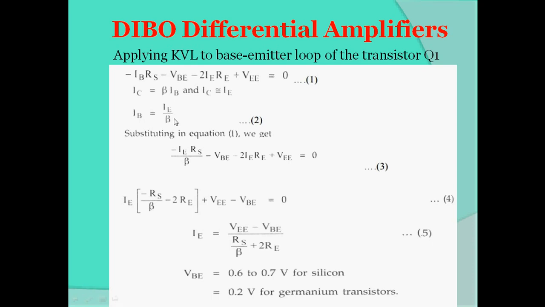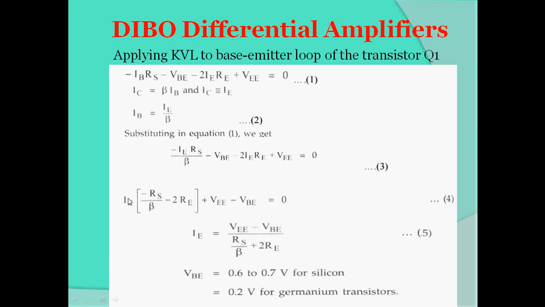Now substitute this equation into equation number 1, and in place of IB we can write IE by beta: minus IE into RS by beta minus VBE minus 2IE RE plus VEE is equal to 0. Now this is your third equation. Now make both the IE terms common. When we take IE outside, the coefficient is minus RS by beta minus 2RE, plus VEE, and the remaining term is minus VBE, equal to 0.